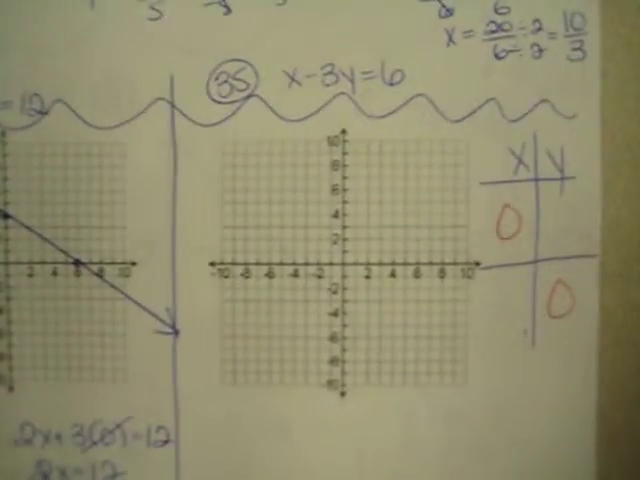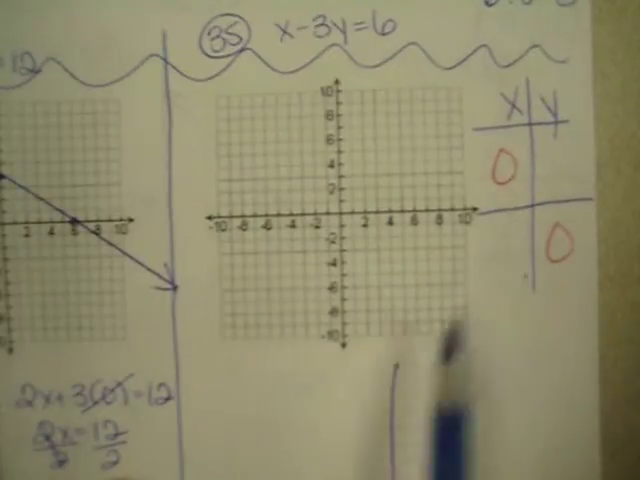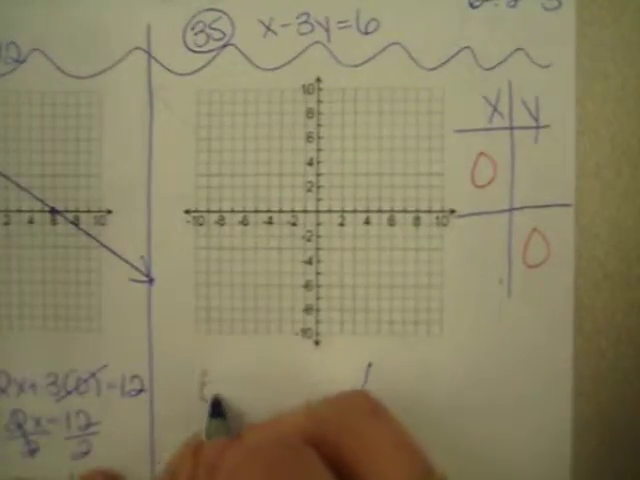Let's try number 35 now. 35 is x minus 3y equals 6. So I'm going to go through the same steps. I'm going to show you with xy tables and with coordinate points. So first, let's find our y-intercept. So I plug in x equals 0.